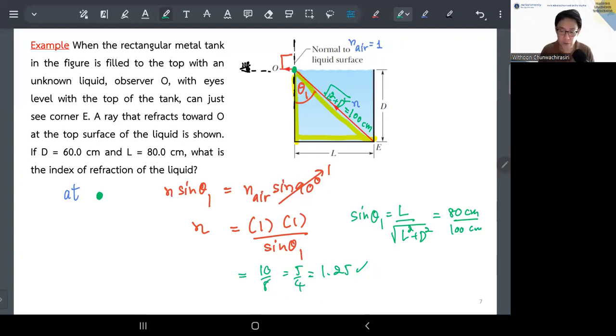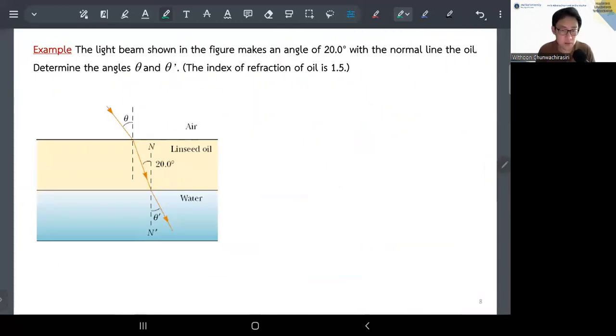So I hope you start to see how to apply this whole thing. If you have multiple interfaces, more than two media, you just keep doing it. As long as you understand that to apply Snell's law, you just apply it at a point of refraction, things are very straightforward. For example, like this, I can tell you right away what is supposed to happen here. If you have a light beam going from the top to the bottom, they just want you to figure out theta and theta prime.